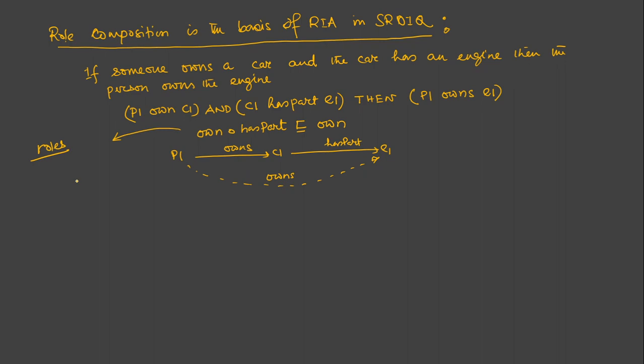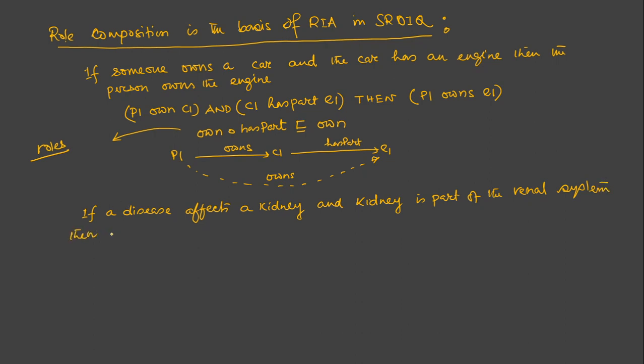So let us take another such example. If a disease affects a kidney, and kidney, say, is part of the renal system, then the disease basically affects the renal system.